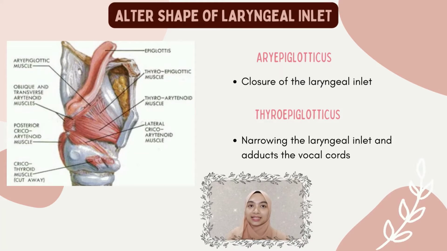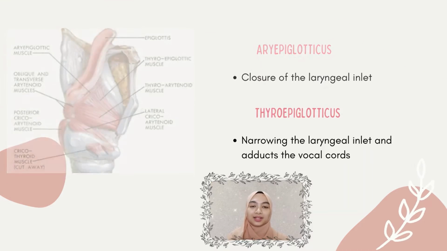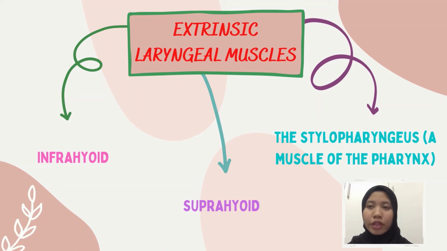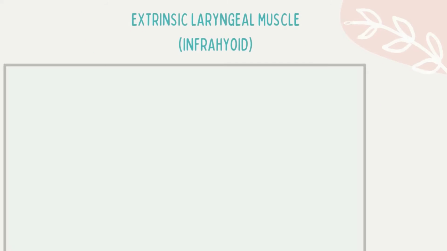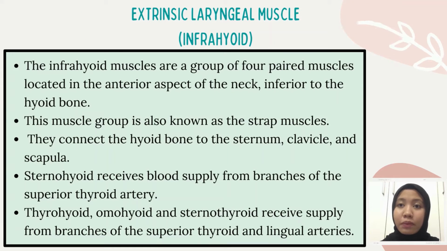Alter shape of laryngeal inlet is divided into two muscles, which are aryepiglotticus and thyroepiglotticus. Aryepiglotticus acts to close the laryngeal inlet, and thyroepiglotticus acts to narrow the laryngeal inlet and adducts the vocal folds. There are three types of extrinsic laryngeal muscles, which are infrahyoid, suprahyoid, and the stylopharyngeus, which is a muscle of the pharynx. The infrahyoid muscles are a group of four paired muscles that are located in the anterior aspect of the neck, inferior to the hyoid bone.